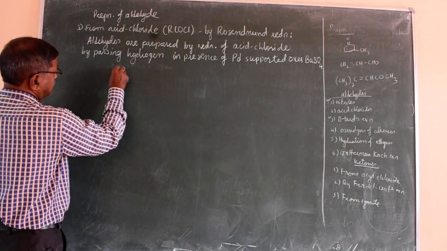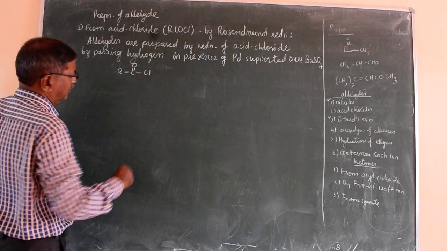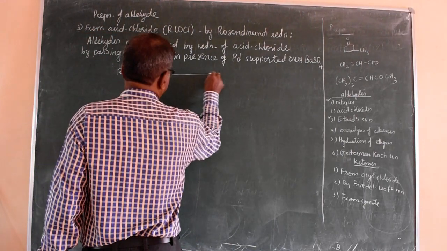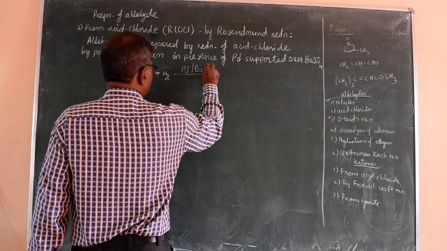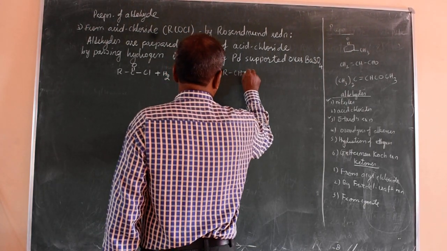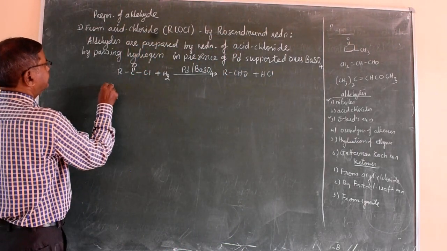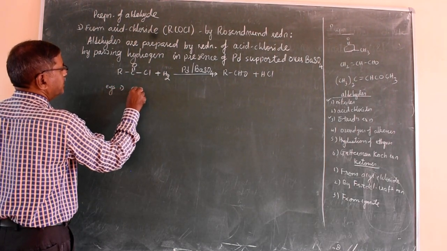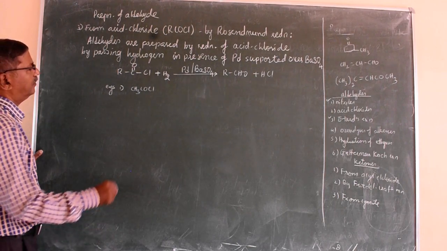So RCOCl, R-C=O-Cl, acid chloride, plus H2. What's the catalyst? Palladium, Pd, supported over BaSO4. What's the product? RCHO and HCl. So it's an aldehyde. Examples. Number 1, CH3COCl. What is CH3COCl? Acetyl chloride.